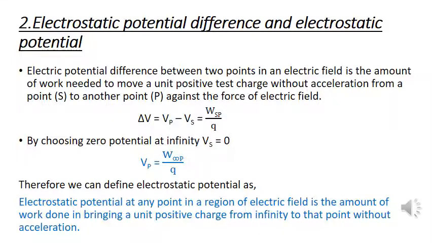Therefore, we can define the electrostatic potential from this formula as: electrostatic potential at any point in a region of electric field is the amount of work done in bringing a unit positive charge from infinity to that point without acceleration.